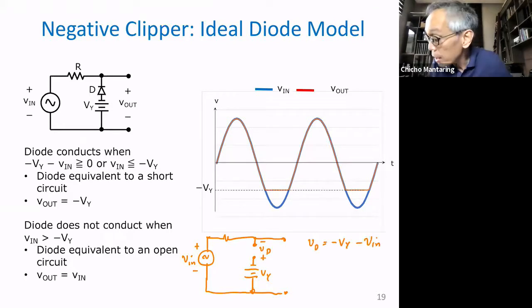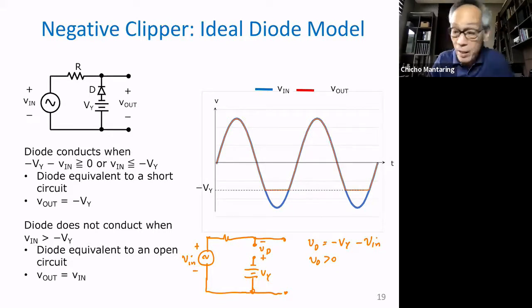So when will the diode conduct? The diode will conduct when VD in the ideal model is greater than 0. So that means when negative Vy minus Vin is greater than 0, or Vin is less than negative Vy. No? That is when your diode conducts. And when it conducts, your output voltage is equal to negative Vy. So it's this one. All other times, it doesn't conduct. So here it doesn't conduct. That's why you call it a negative clipper.